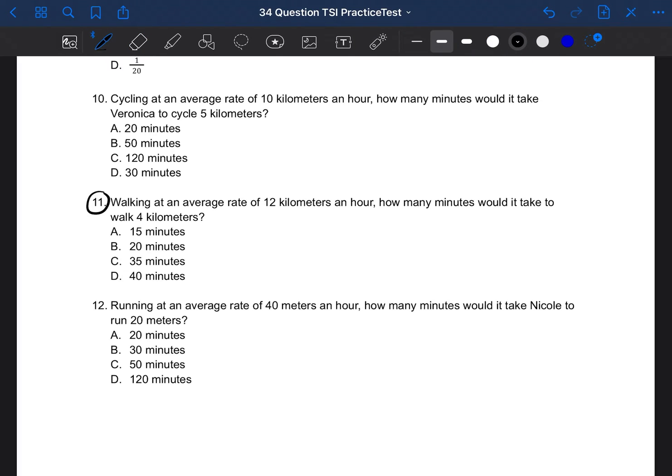Question number 11. Walking an average rate of 12 kilometers an hour. So again, we're talking about rate. It's going to be a proportion. So it's 12 kilometers on top.